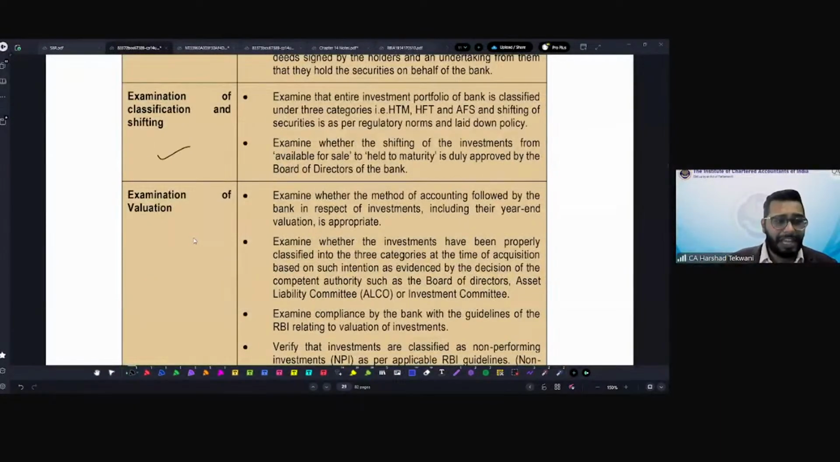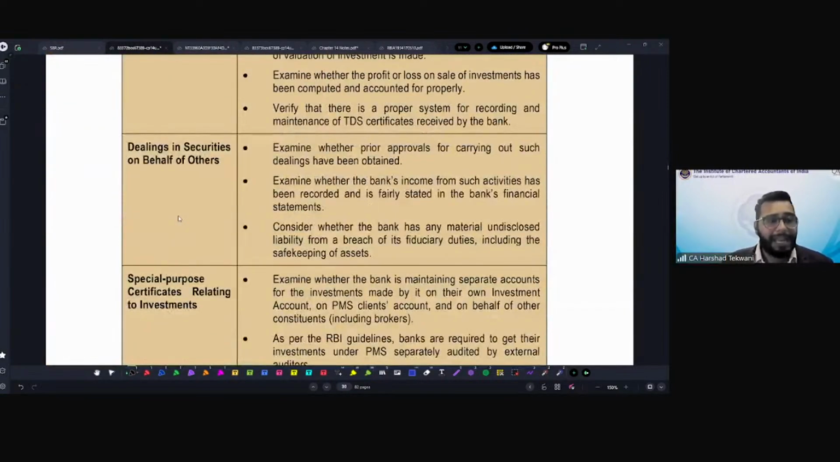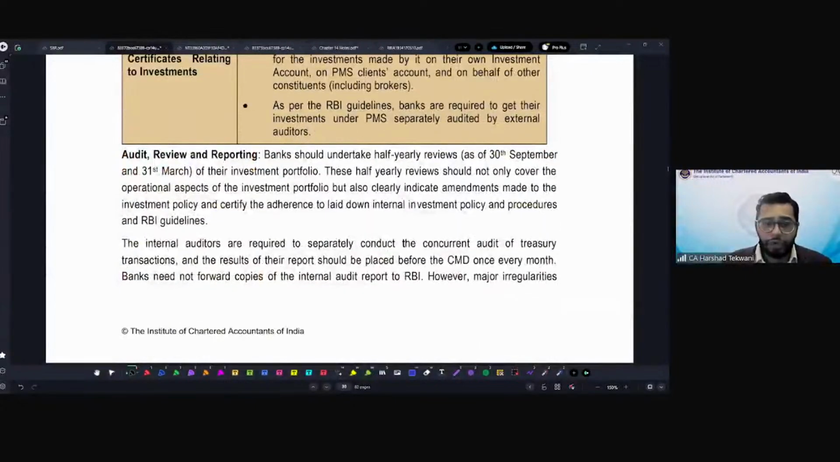Examination of classification that we just now saw. On the basis of classification, then there is a valuation required. Then only you will decide whether any provision is required on the non-performing investment or not. Okay. Dealing in securities on behalf of others. If you are obtaining securities on behalf of others, then what are the requirements of RBI, how you are required to do the specific areas on that. So these are certain procedures that you are required to perform when it comes to the audit of investments.